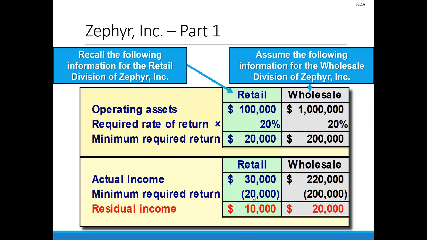Now let's assume that Zephyr also has a wholesale division. And let's say that division has operating assets of $1 million, so 10 times as much as the retail division. Same required rate of return, 20%. So their minimum required return is $200,000. Now let's say their actual income for the period was $220,000. That would give them residual income of $220,000 minus the capital charge of $200,000, or $20,000.